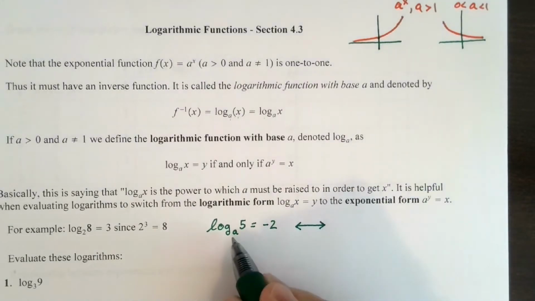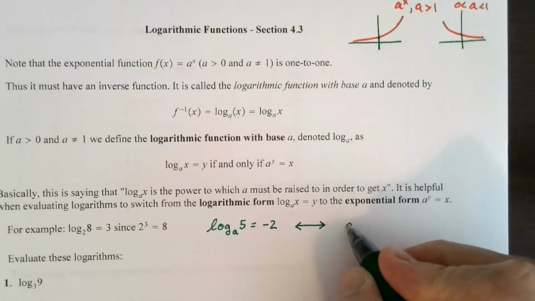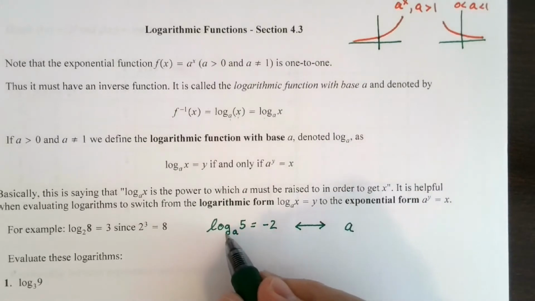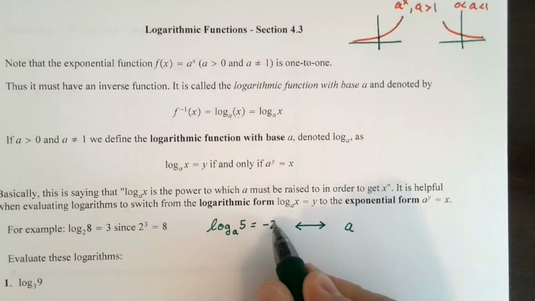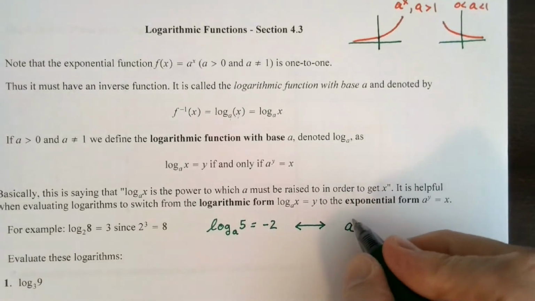Well, what's the base? The base is a. What's the logarithm? The output to the logarithm is negative 2, and the logarithm is what? What is a logarithm again? An exponent. It is an exponent on the base. The base is a.